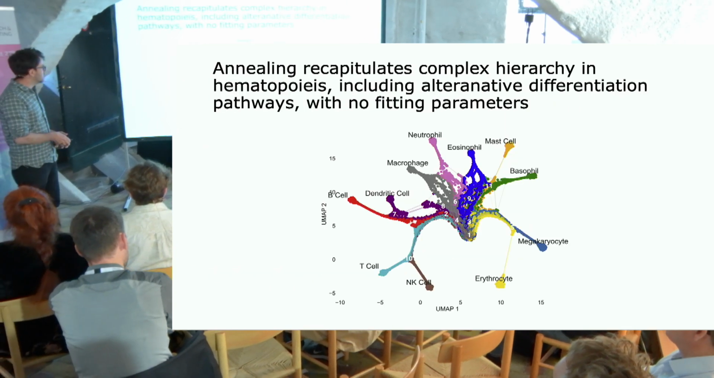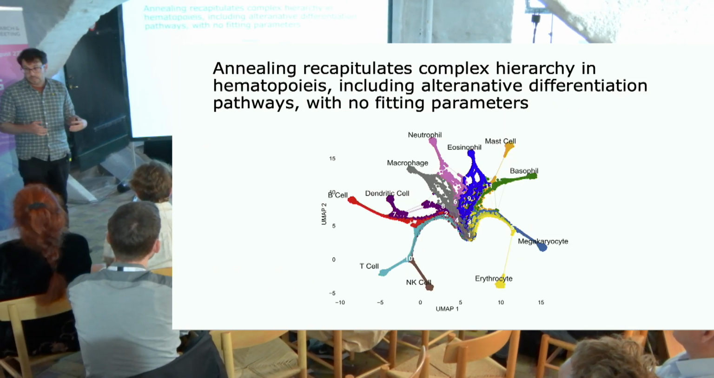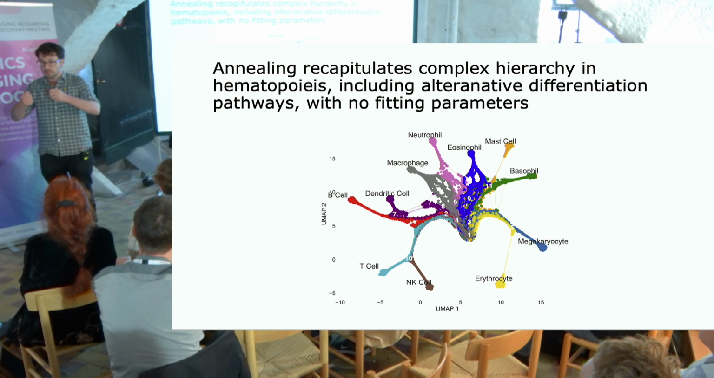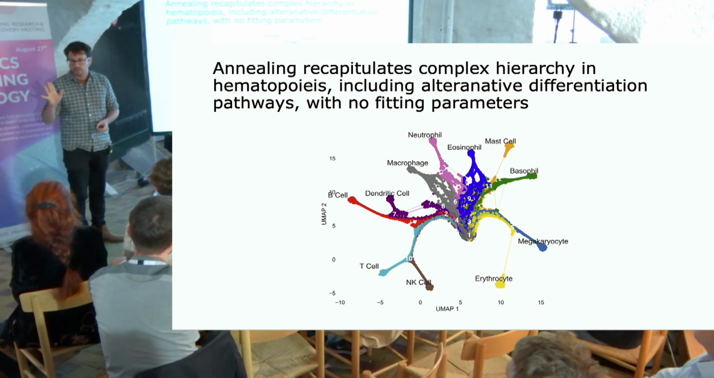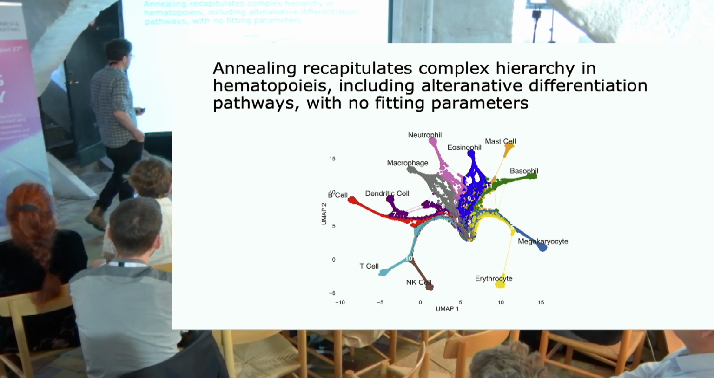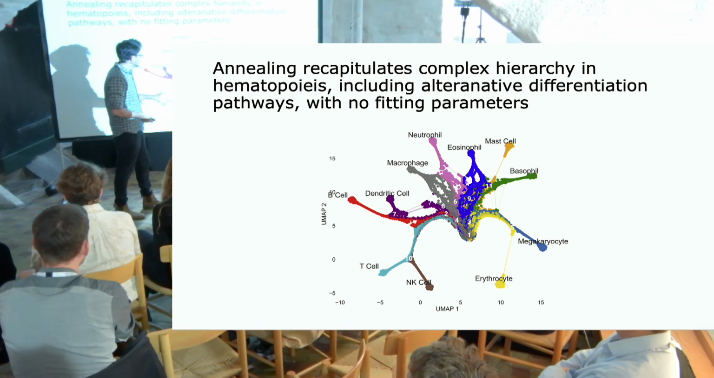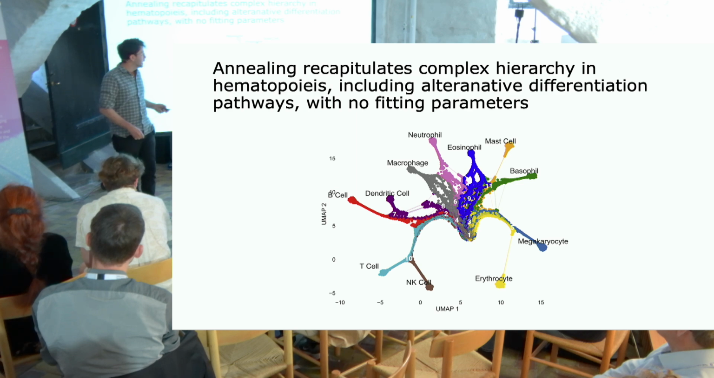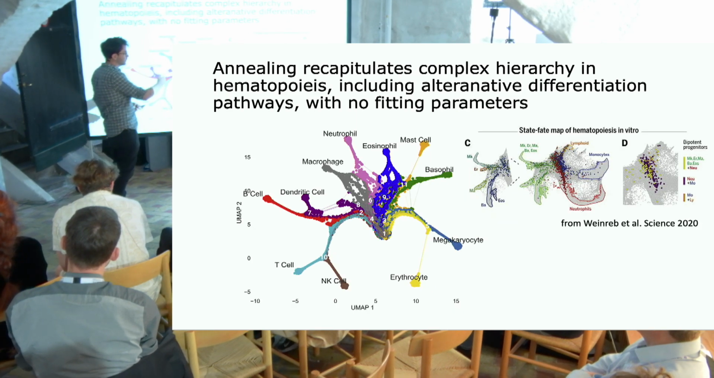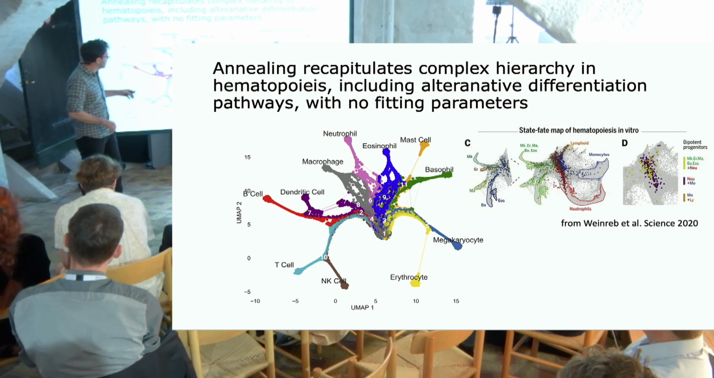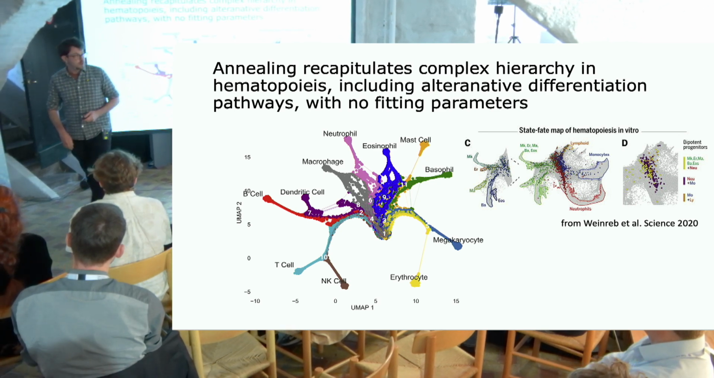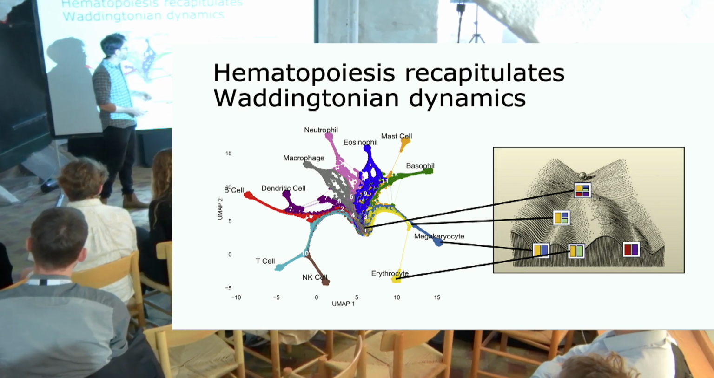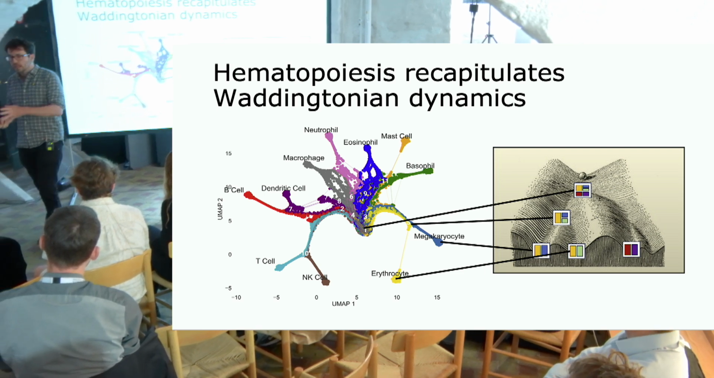Now, the final thing we can do is ask, can we do this for something like hematopoiesis? So if we look at the terminal cell states and run this procedure, which we call annealing, similar in a way to different things in physics called annealing, we can actually reconstruct something that looks a lot like this canonical hematopoiesis tree. It looks a lot like what people actually see in single-cell experiments, including these alternative differentiation pathways. And we recapitulate this multi-lineage priming in the progenitor states. But the important thing is we basically didn't have any fitting parameters here.